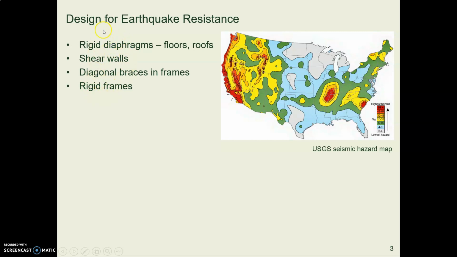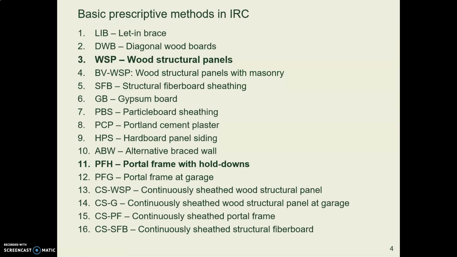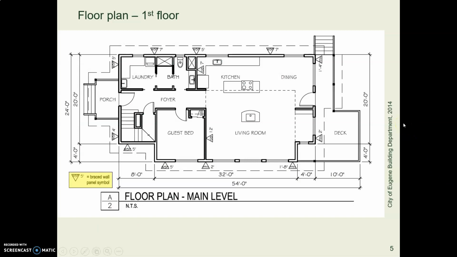And here are some of the strategies that we can use. Diaphragms like floors and roofs, shear walls like plywood on our walls, diagonal braces, and connection joints known as rigid frames. This is a list of the methods that are prescribed in the residential code. All of these can be used, and the ones that are used in our particular floor plan from the city are this one, wood structural panels, and this one, portal frames with hold downs.